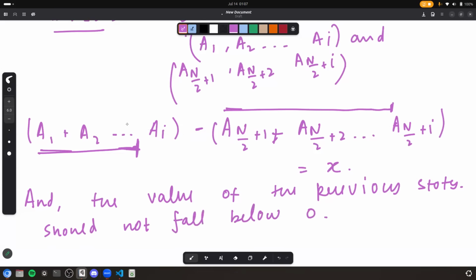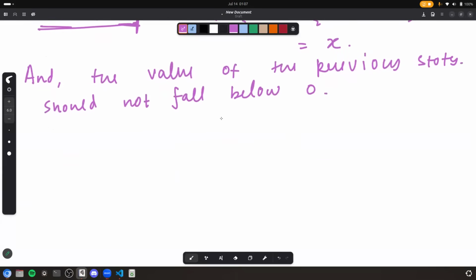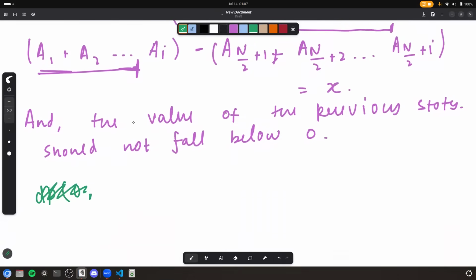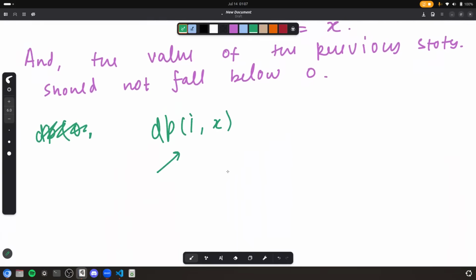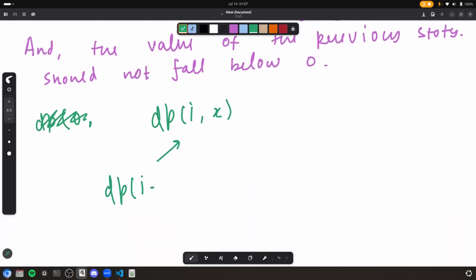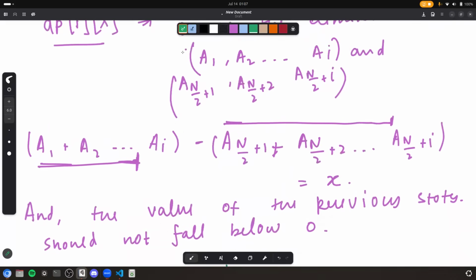So this would be our state, and then our total number of bad arrays would be dp of 0 comma, wait, first let me show you the transitions. The transition for a state dp of i, x. So where can this state come from? It must come from some dp of i-1, basically this and this. It must come from this state.